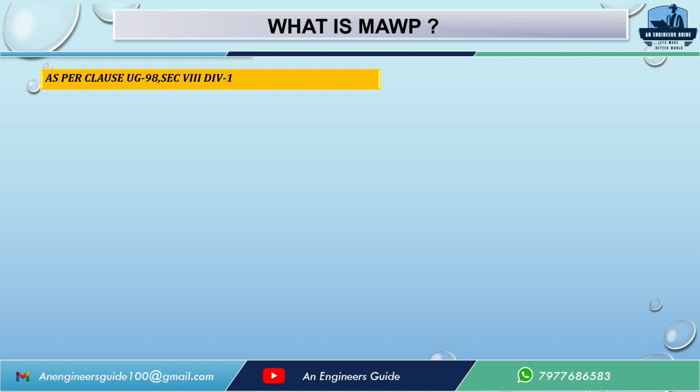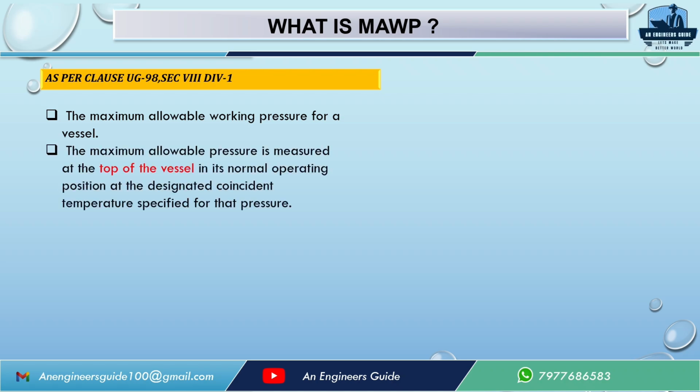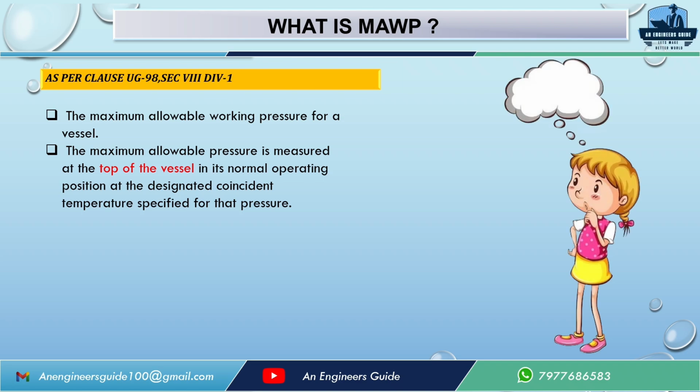So let's understand what is MAWP. As per clause UG 98, Section 8, Division 1, it is defined as the maximum allowable working pressure for vessel. The maximum allowable working pressure is measured at the top of the vessel in its normal operating position at the designated coincident temperature specified for that pressure. Now you might be wondering why is the pressure measured at the top and not at the bottom? Let's find the answer to this question.